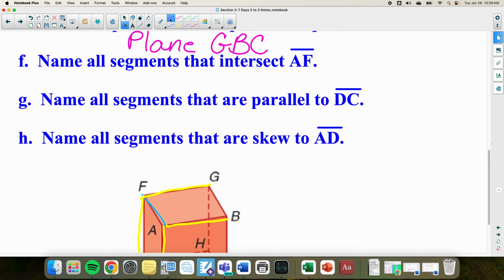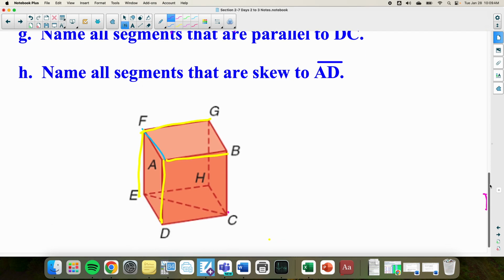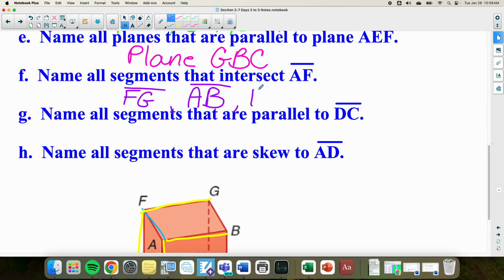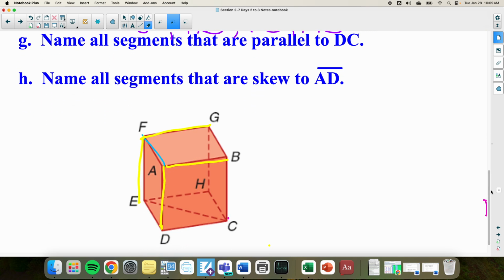So I'm gonna say FG, AB, FE, and AD. Okay. Then it says name all segments parallel to DC. Okay, DC is right here.